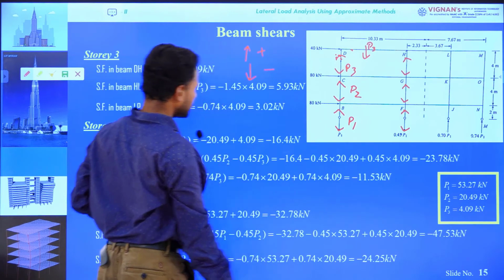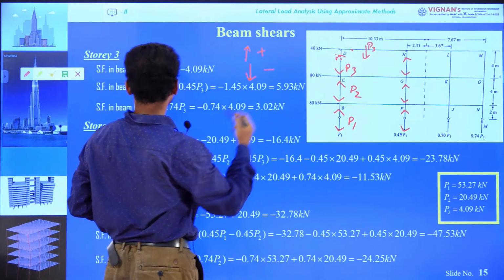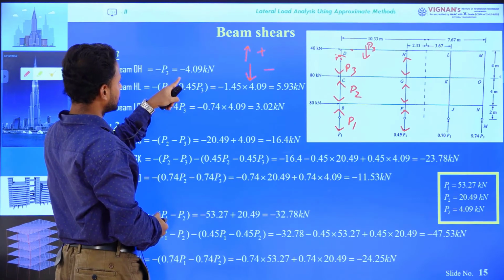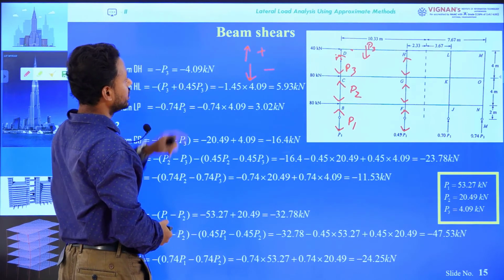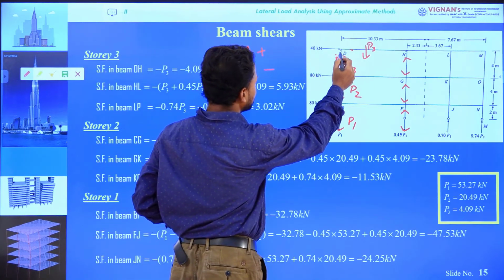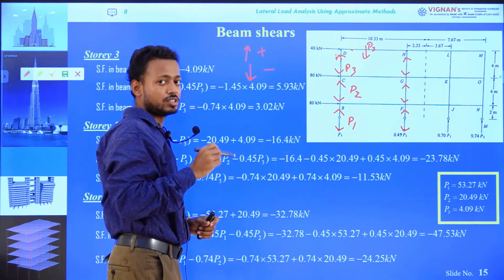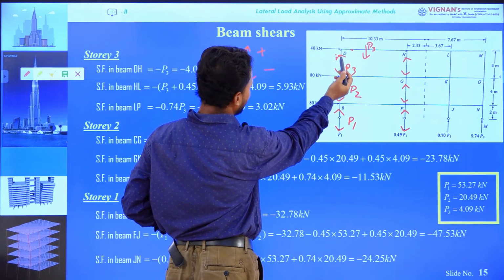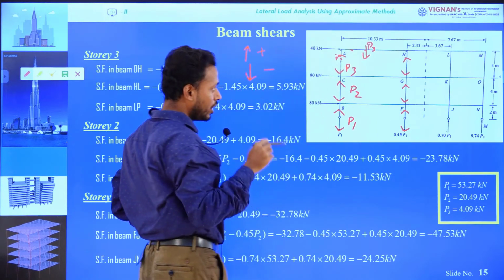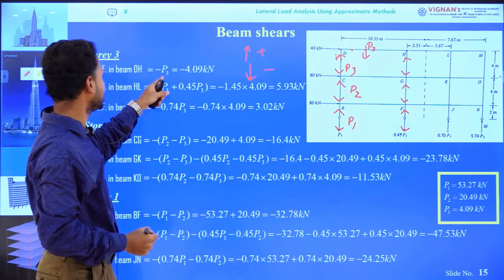So as I told you, downward force will be negative. So shear force in DH will be negative P3, that is minus 4.09 kilonewton. What are the forces that will be there in the column? Just magnitude will be the same, but the direction will be opposite. If this is upward P3, in the beam the value will be equal and opposite direction, that is minus P3. So I can write here minus P3.